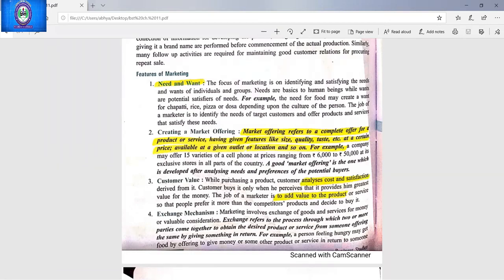So second point is creating a market offering. Creating a market offering means creation of the products according to the need and want. So many times this question comes in exam: define market offering. So what is the market offering? Market offering refers to a complete offer for a product or service, having given features like size, quality, taste, etc.